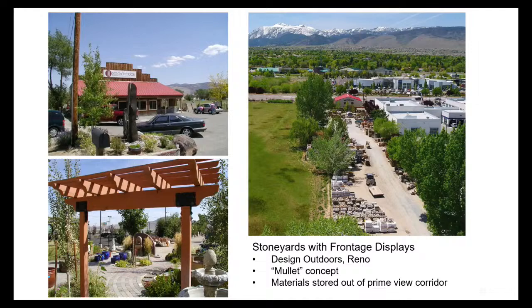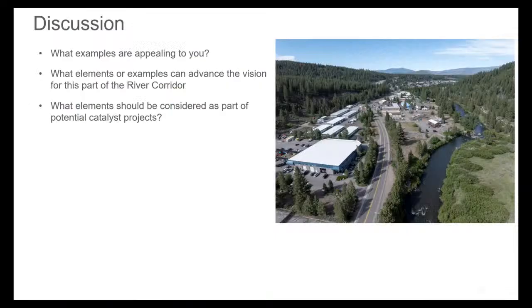And then this is an example that had been brought up at the last meeting as well. The thought about having some outdoor storage space, but what's fronting the streets and fronting other residential uses might be a bit more attractive. The example is Design Outdoor in Reno, where they have a really nice demonstration garden that is the public facing piece, and then storage in the back. This can be described as the mullet concept, right? It's very business in the back, and then a little more fun in the front.